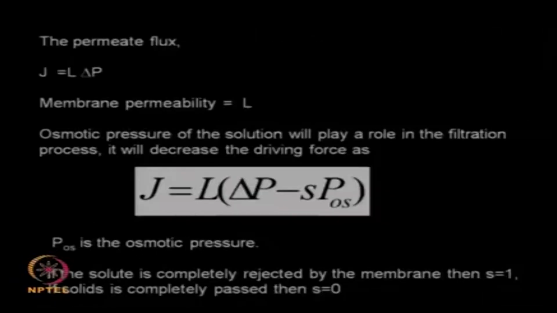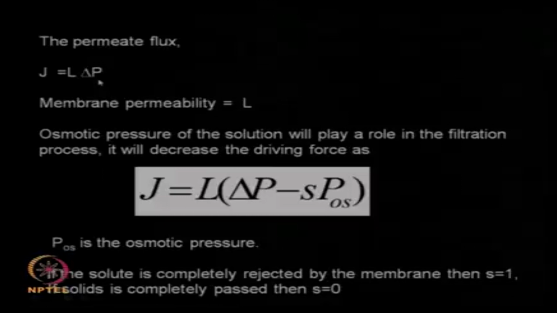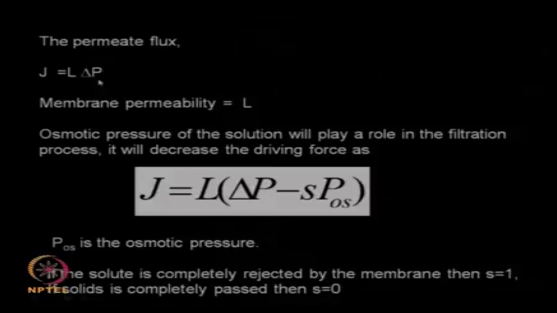The permeate flux is given by a simple relationship. J is equal to L delta P. L is the membrane permeability, delta P is your driving force, that is the pressure. Now there is going to be osmotic pressure which will decrease this driving force. So in the presence of osmotic pressure, what will happen? J will be equal to L into delta P minus S times pi, where pi is your osmotic pressure, and S can be 0 or 1.